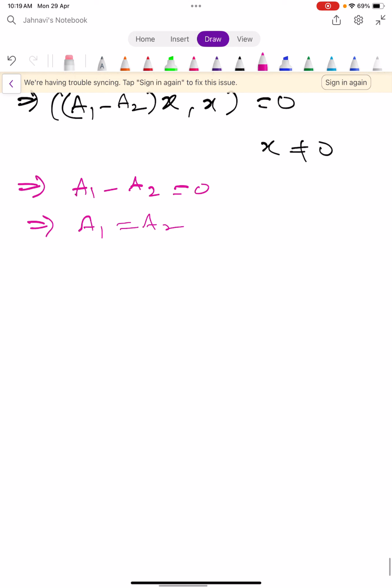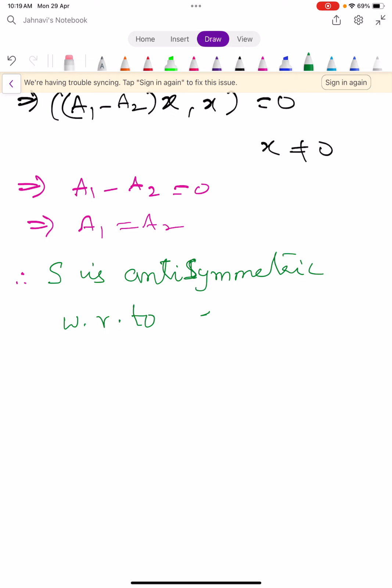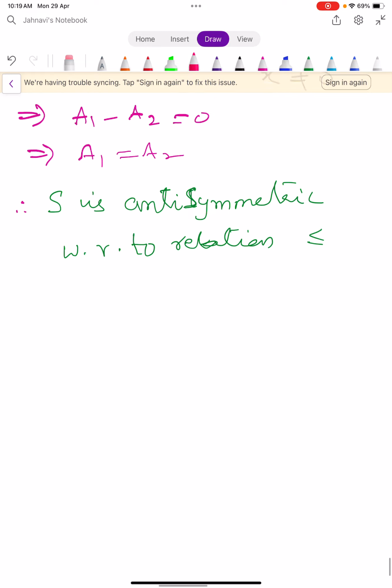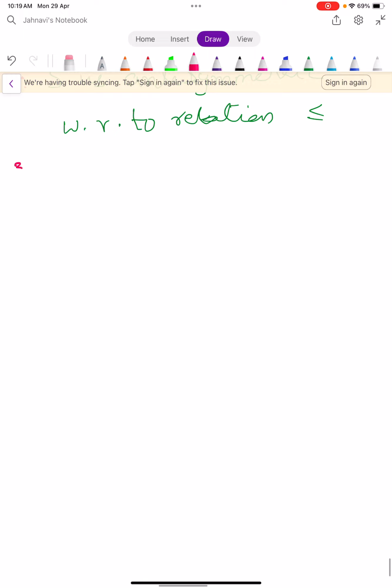This condition shows us capital S is antisymmetric with respect to the relation less than or equals to. So we proved that S is reflexive. We proved that S is antisymmetric. Next you have to show that S is transitive. Transitivity.